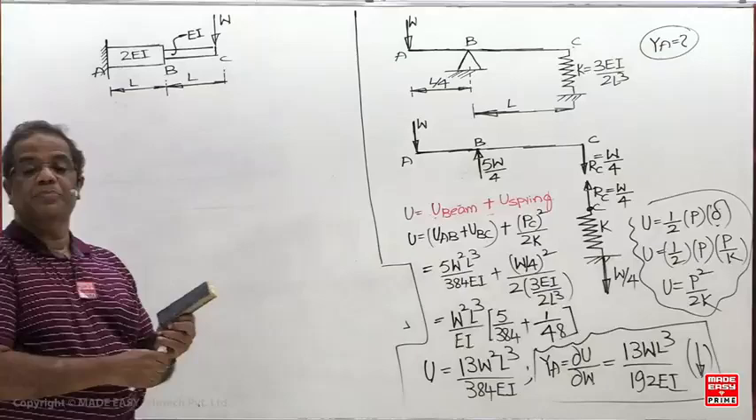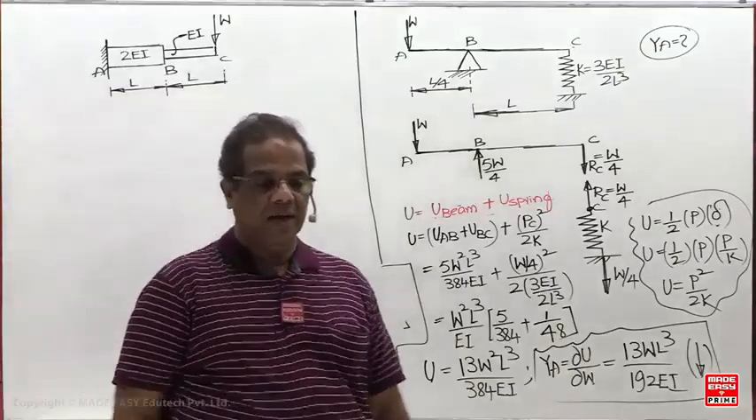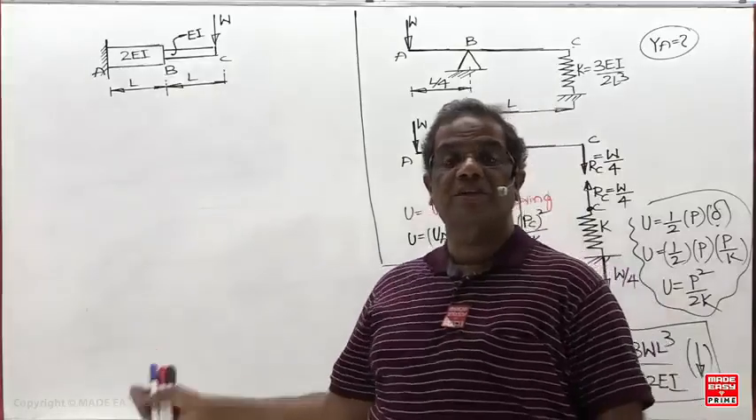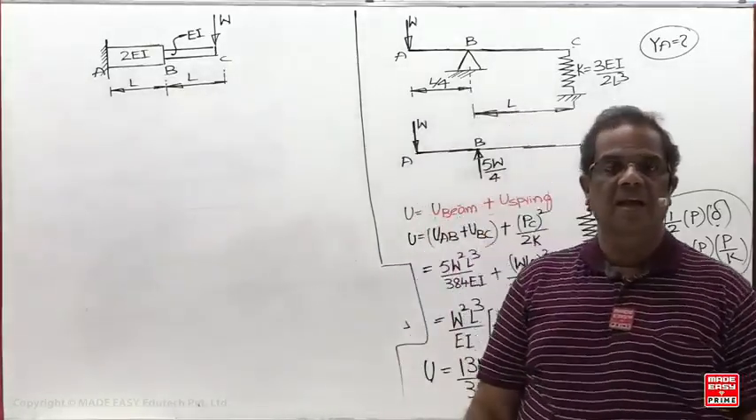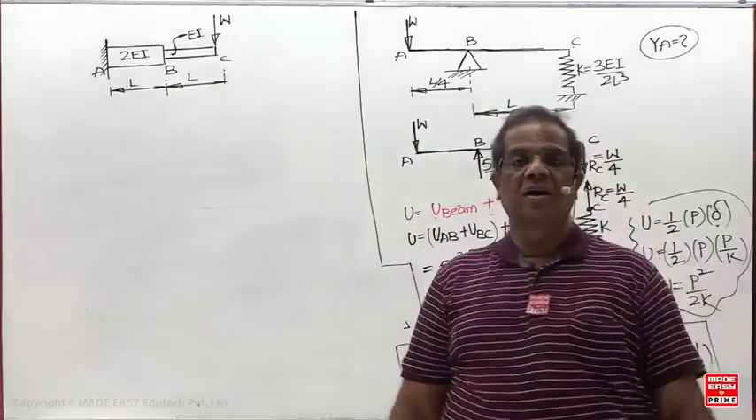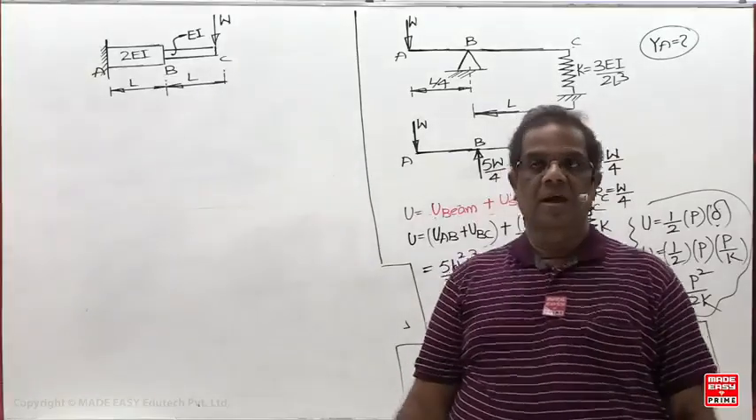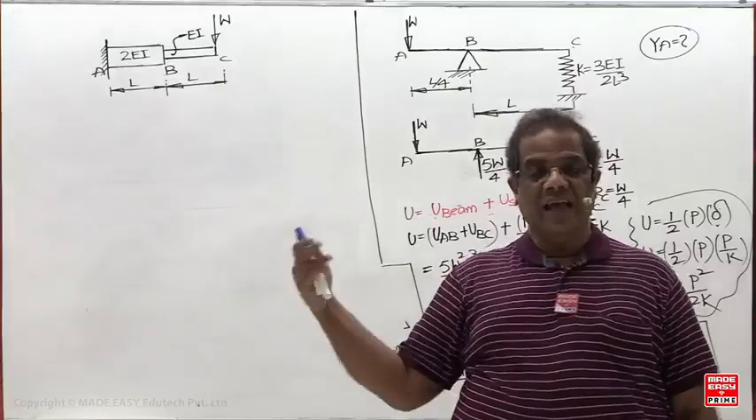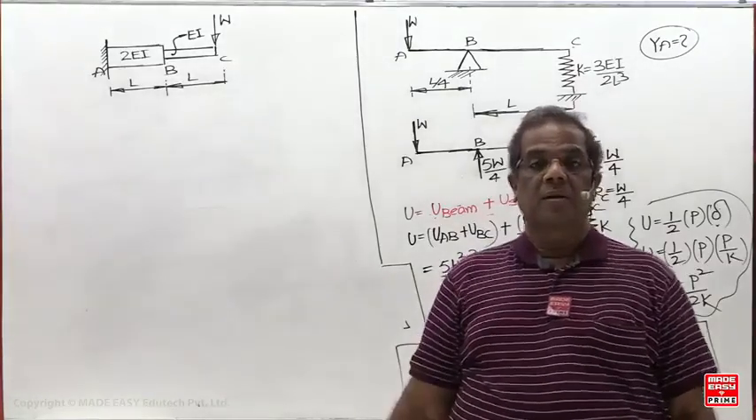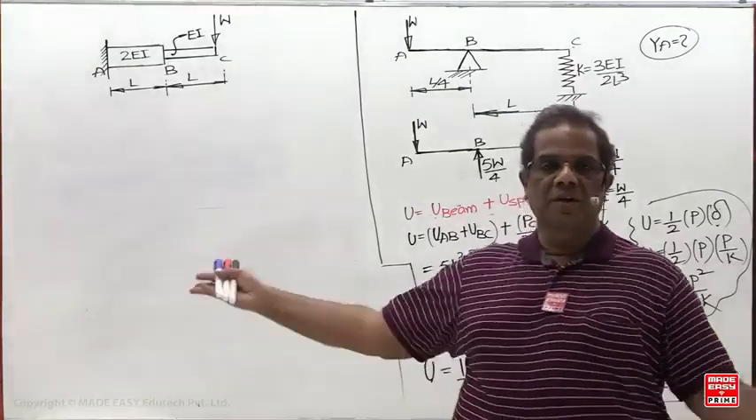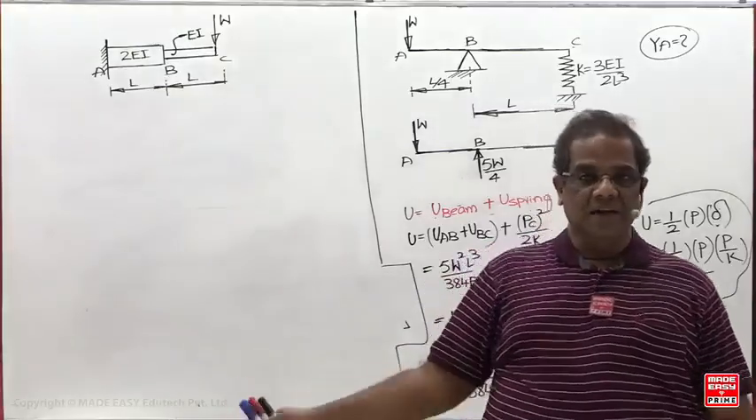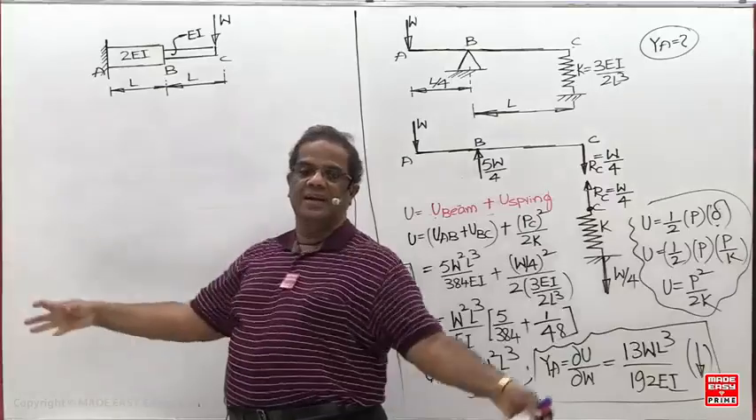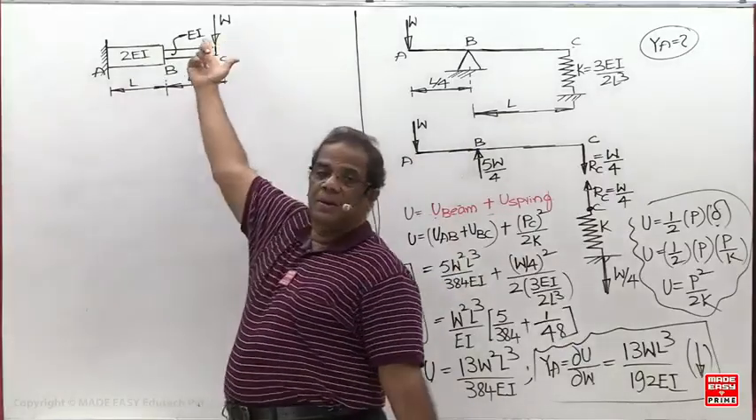The cantilever beam is subjected to a point load at the free end. The deflection is WL cube by 3EI, but that formula is valid when EI is constant. Here EI is not constant. In most of the classes I used to do this with the moment area method, but here you can use Castigliano's theorem directly. You can find the strain energy of AB and BC, add them, then differentiate with respect to W.